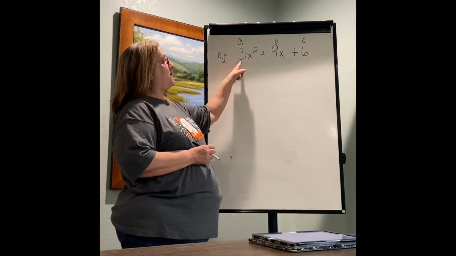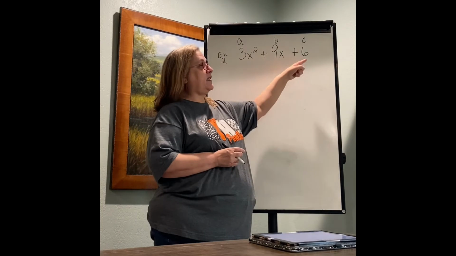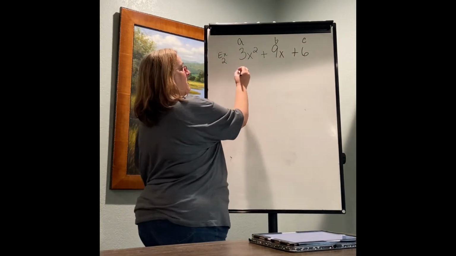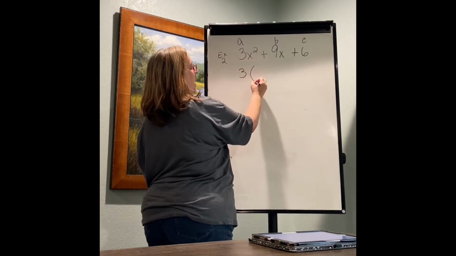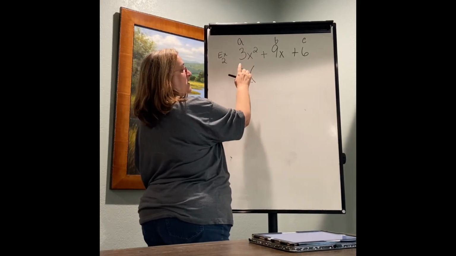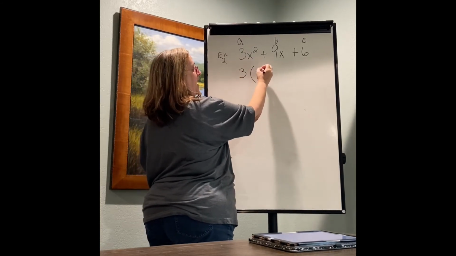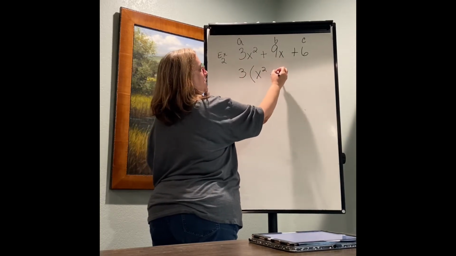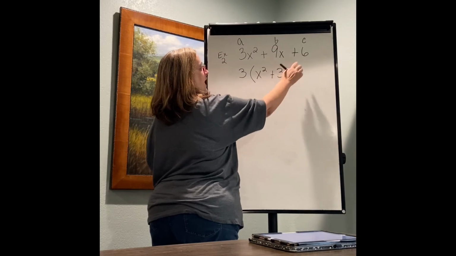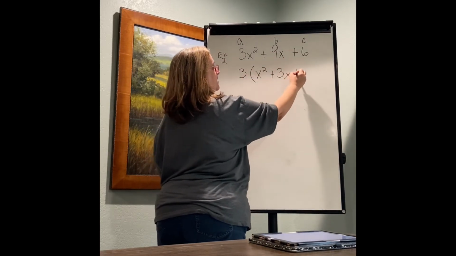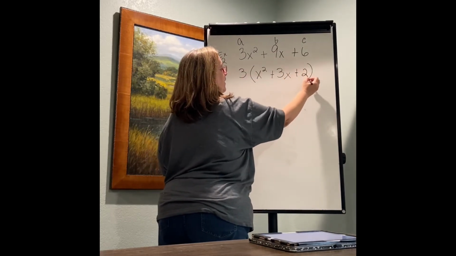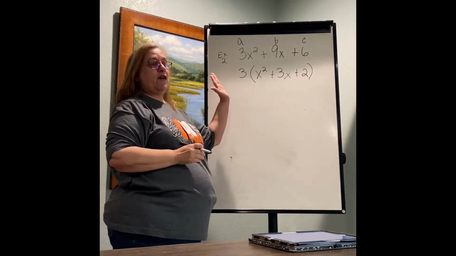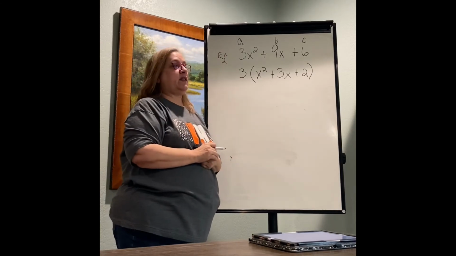If you notice, we have a 3, a 9, and a 6. We can factor out a 3. So we'll take a 3 in the front, and if we do 3 divided by 3, we just have 1, so now I have 1x squared. 9 divided by 3 is 3, so this becomes 3x. And 6 divided by 3 is 2. So now I have my greatest common factor, 3. And for now, I'm just going to put that over to the side. I don't have to do anything else with it.